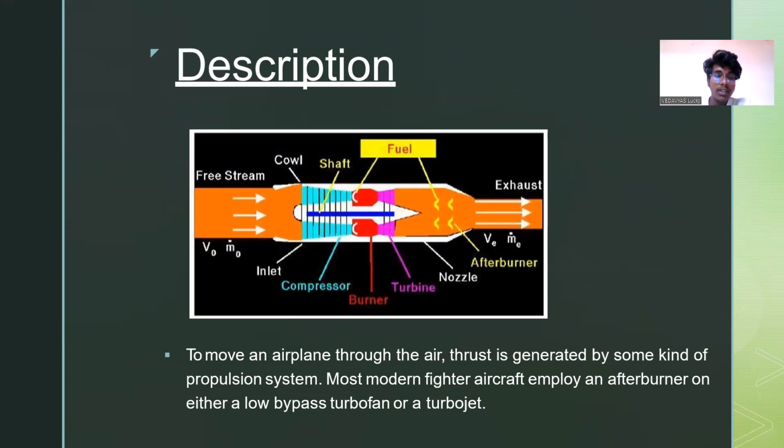And coming to the diagram and description for this, to move an airplane through the air, thrust is generated by some kind of propulsion system. Most modern fighter aircraft employ an afterburner on either a low bypass turbofan or a turbojet. As we can see, the free stream is taken in at the inlet with a velocity and a mass flow rate, through a compressor, a shaft, a burner, and a turbine, from the nozzle to the afterburner. The fuel is taken in at the burner and also at the afterburner.